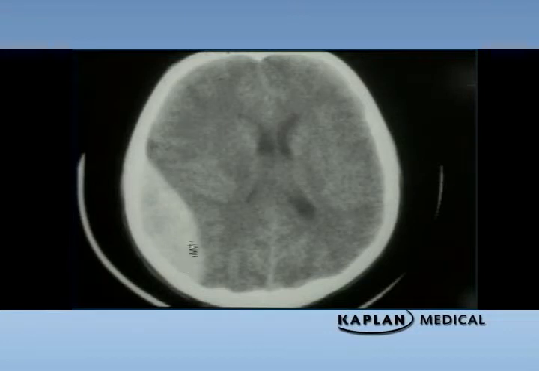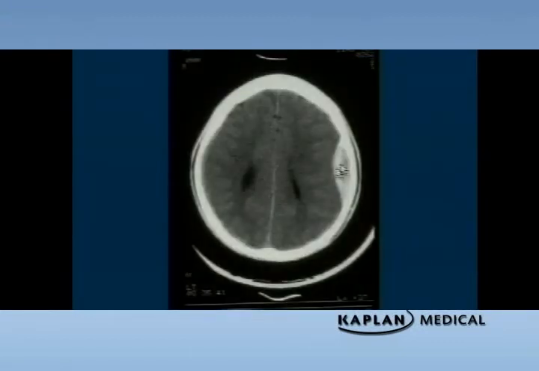This is a big collection of blood compressing that lateral ventricle. You notice that this lateral ventricle with cerebrospinal fluid going black is bigger than this one, smaller. Why? Because the bleed has compressed it. Another epidural, lens-shaped, clearly visible because blood looks like contrast on a CAT scan. Blood has the same density as contrast on a CAT scan.